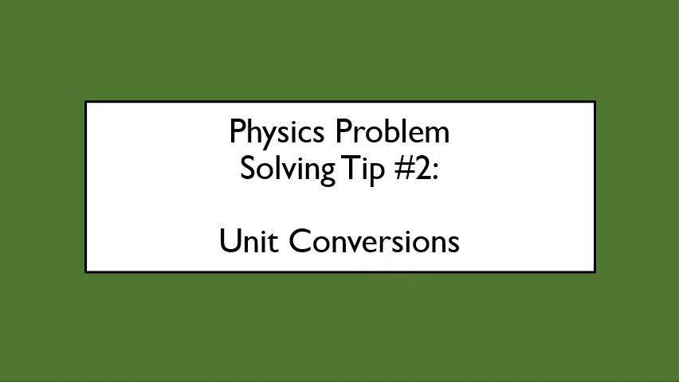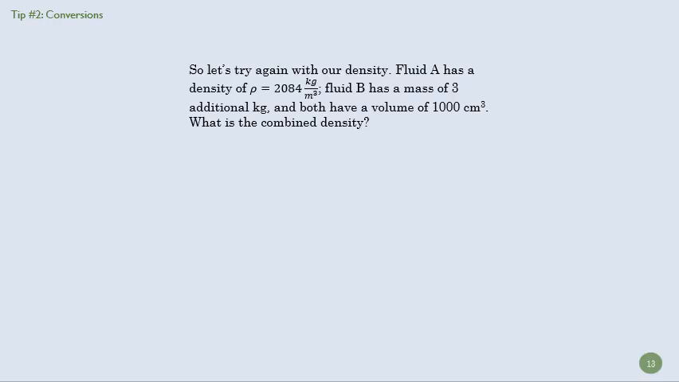All right. So question or problem solving tip number 2 is conversions. Something people have trouble with fairly regularly, right? Oops, I'm trying to figure out my highlighter here.